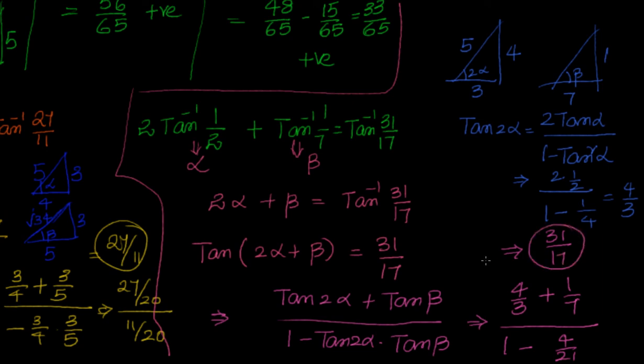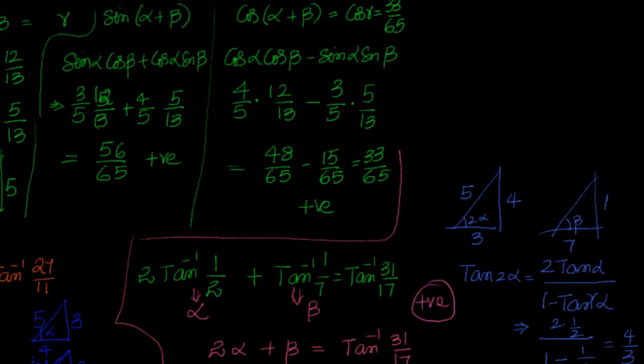You want to check, you can go ahead and check for sine of 2 alpha plus beta, and you will see that it's positive. So everything is positive only in the first quadrant. You can check that. You know sine 2 alpha is nothing but 4 by 5. You have sine 2 alpha, cos 2 alpha. You have sine 2 beta, cos 2 beta. You can find out that. You will see that it's there in the first quadrant. So we are good to go. We have proven that this is nothing but equal to tan inverse 31 by 17.